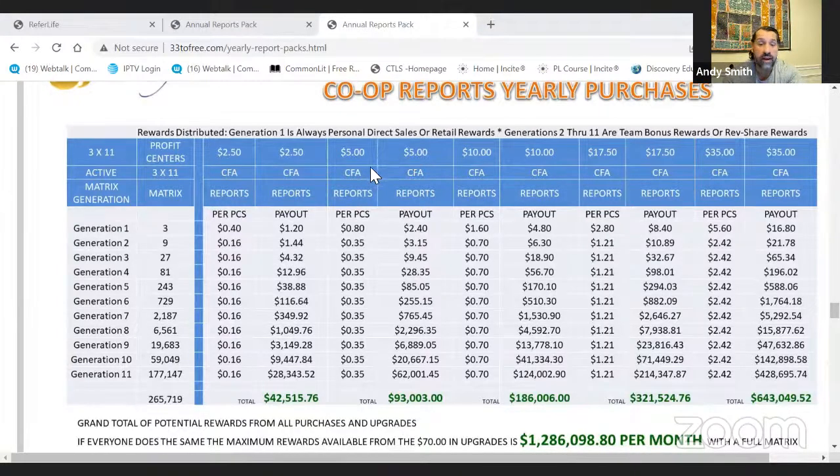What does that mean? That means that the 3 people underneath you, at some point, that's going to happen to them too. When they upgrade to $5, then you're going to be making 80 cents on all of your directs, anybody that uses your link, and then all the people in the matrix.